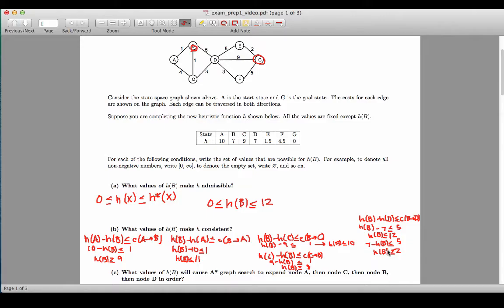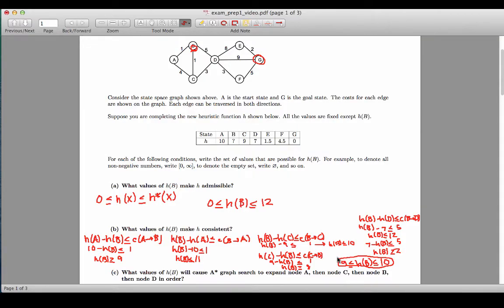So looking at all these inequalities, we can combine them. The largest lower bound on h of b between 2, 8, and 9 is going to be 9, and the smallest upper bound on h of b between 11, 10, and 12 is going to be 10. So therefore, the final answer is that h of b must be less than or equal to 10 and greater than or equal to 9.